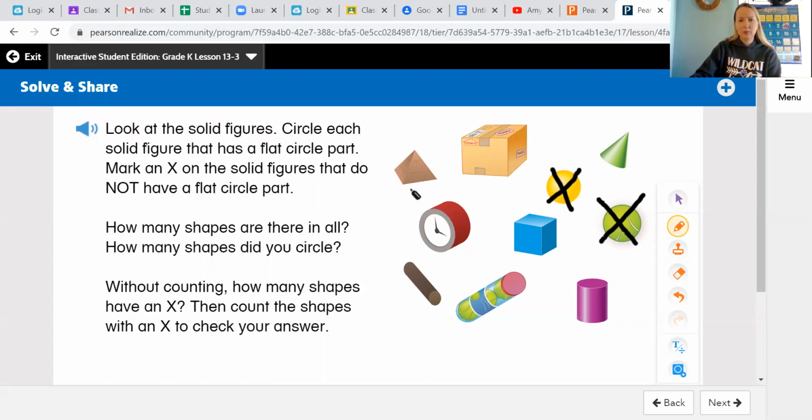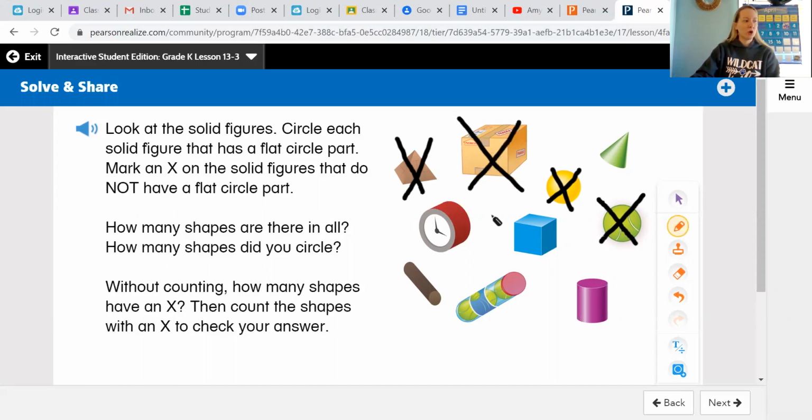Let's look at this pyramid right here. Do you see anything that has the shape of a circle on the pyramid? Nope, me neither. So we're going to cross that out. What about this box up here? Is there any side of this box that would be shaped like a circle? No, we're going to go ahead and cross it off.